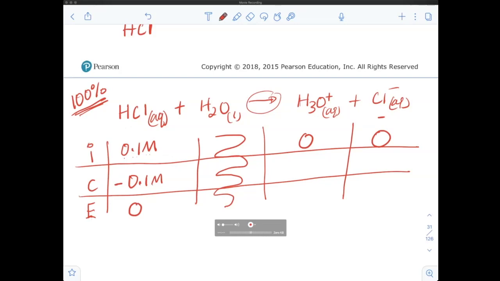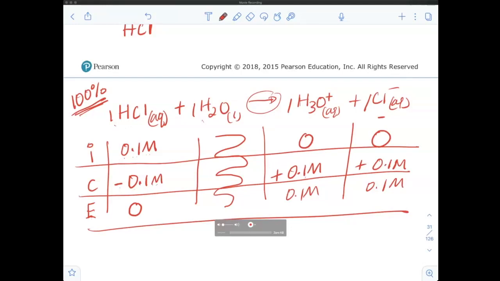Since the change shows you the stoichiometry, we have a 1 to 1 to 1 to 1 mole ratio. If 0.1 molar acid reacts or ionizes, we make 0.1 molar of the H3O+, and we make 0.1 molar of the Cl minus. So when you add these two, you get 0.1 molar, 0.1 molar, the end.